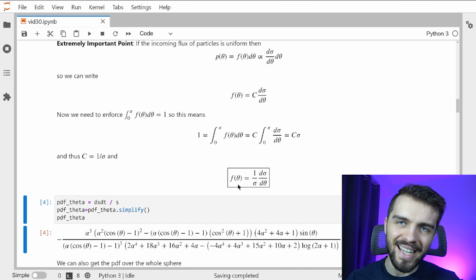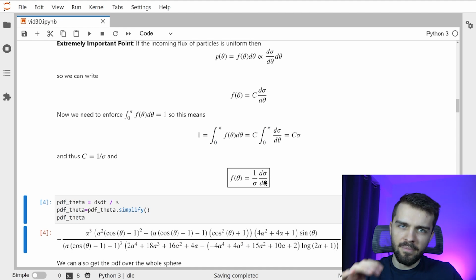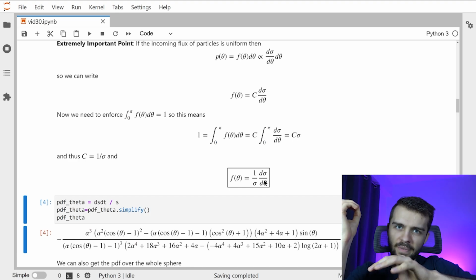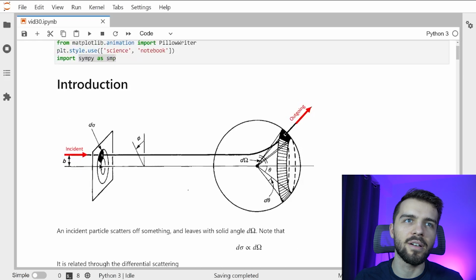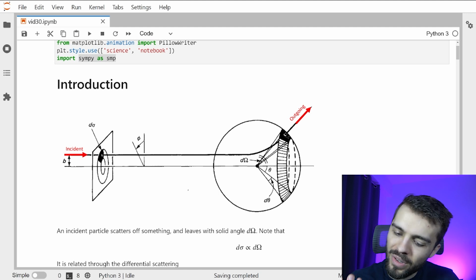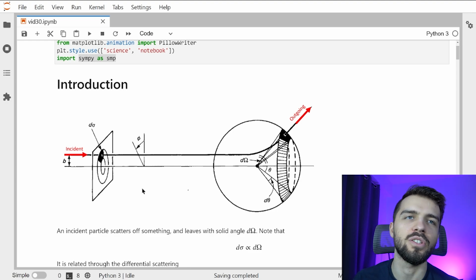The most important thing to take out of this is that the probability density function is proportional to d sigma d theta. The more d sigma I have per d theta, right? For a particular theta, if that corresponds to a larger d sigma at the beginning, as seen in this diagram, and this is a uniform flux of particles, then at that particular angle theta we're more likely to get scattering, because this is a larger area and the incoming flux of particles is uniform.